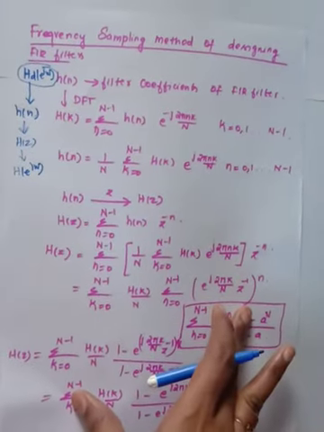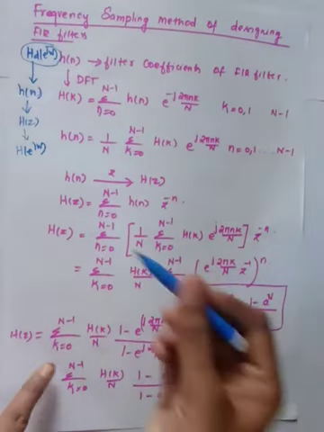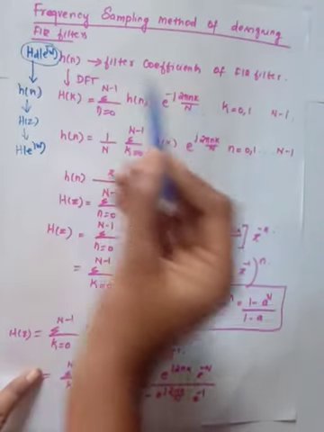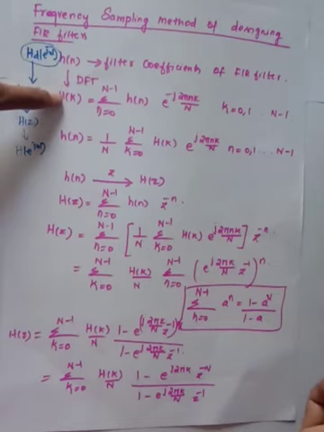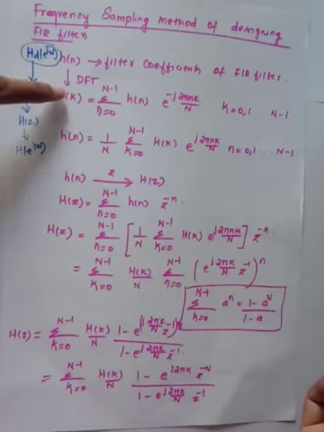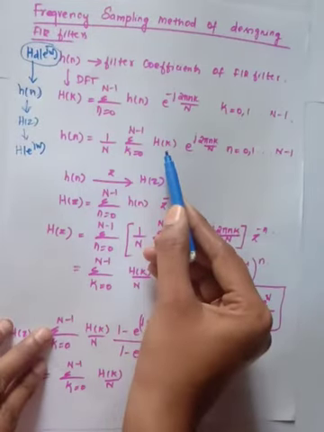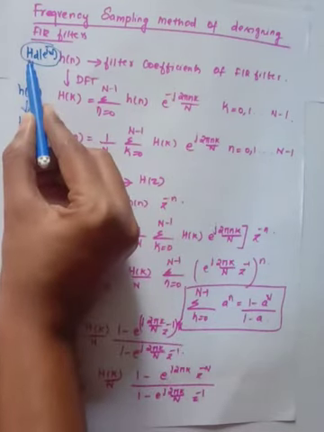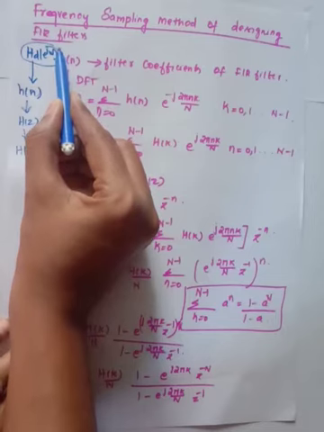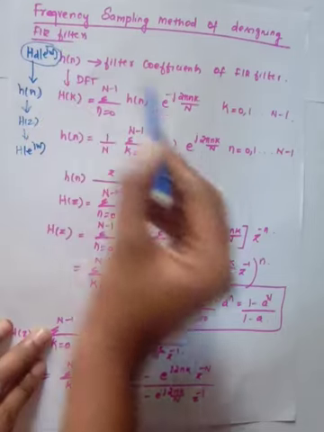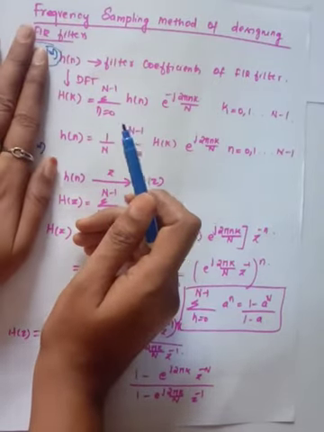Now I will explain some derivation concepts in this frequency sampling method. First, consider that this is your h of n. We need to find the filter coefficient, and here they will give h of k. This is nothing but hd of e power j omega with omega substituted as 2 pi nk by n. From that we are going to find out h of n. Don't get confused with it, I will explain here.